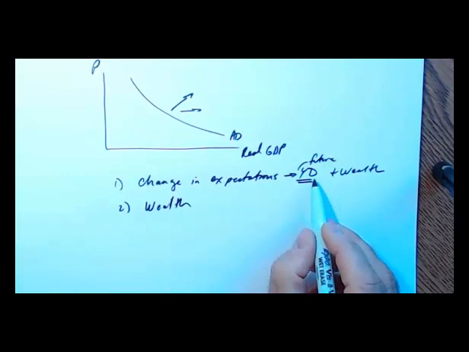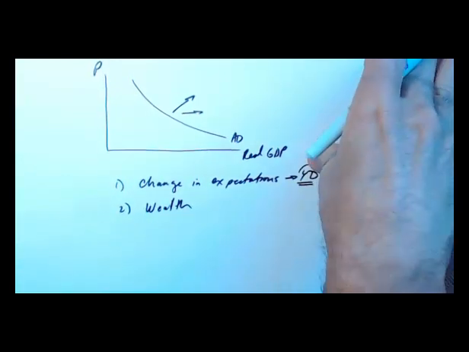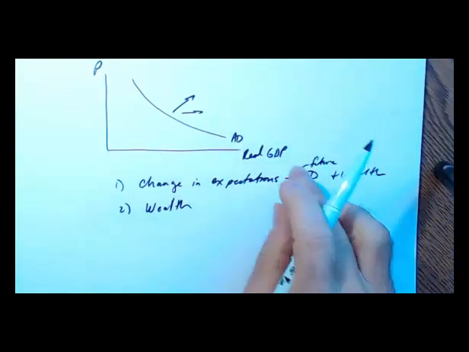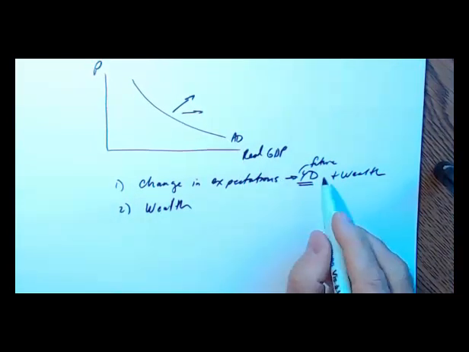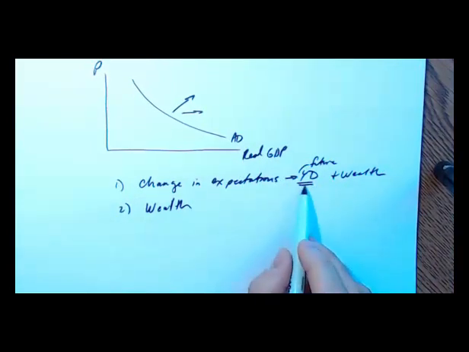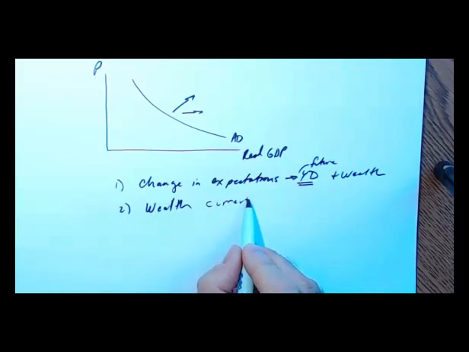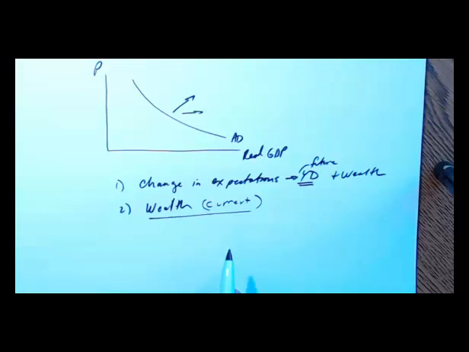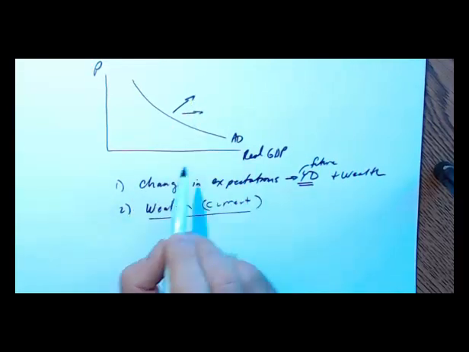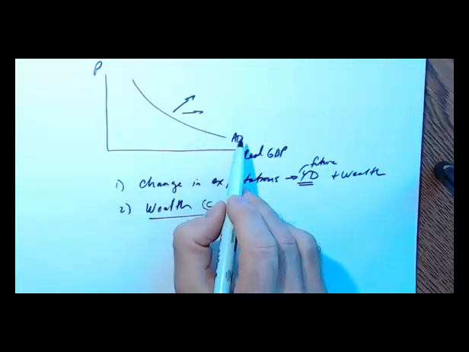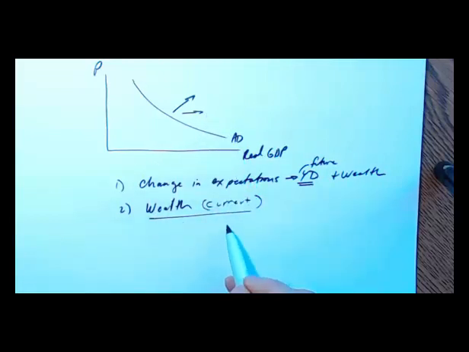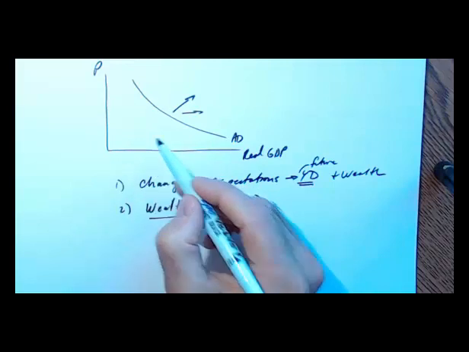Not current disposable income. Current disposable income is already embedded in the aggregate demand curve. We're looking here at current wealth, but not current disposable income. So if you suddenly become wealthy now, then you're going to increase your aggregate demand curve. If somehow you lose a lot of wealth, the aggregate demand curve is going to shift in.